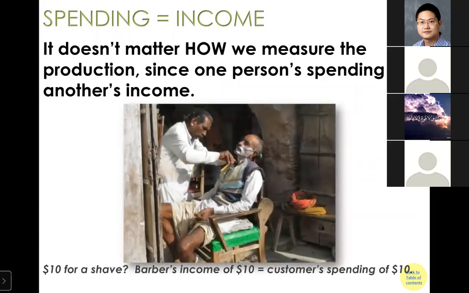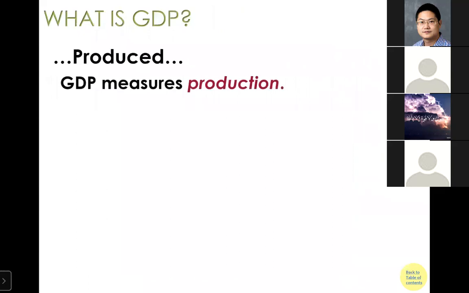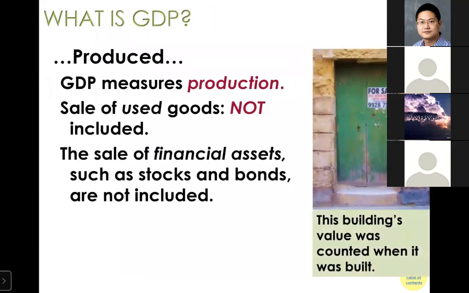Now here, just to explain to you why they are equal to each other. Because any penny you spend becomes somebody else's income, right? And then inside the definition of GDP, we want to pay attention to the following things. GDP measures production, right? Sales of used goods or financial assets are not considered new production.